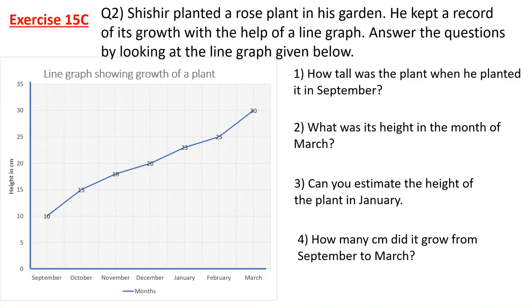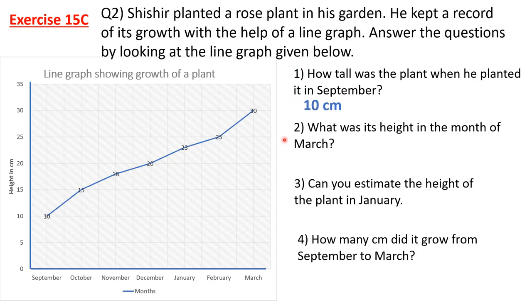Now let us practice question 2 from exercise 15C. Shishir planted a rose plant in his garden. He kept a record of its growth with the help of a line graph. Answer the questions by looking at the line graph given below. Question 1. How tall was the plant when he planted it in September? In September, it was 10 centimeters tall.